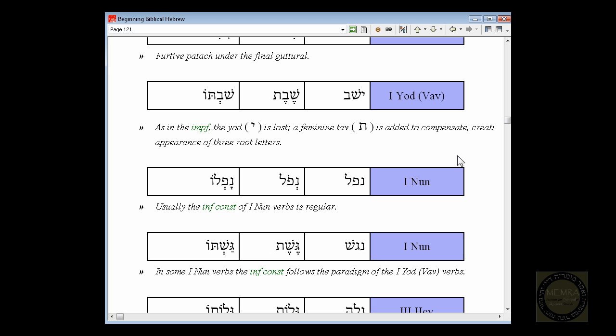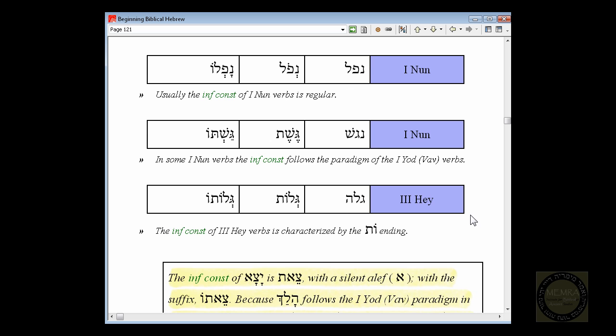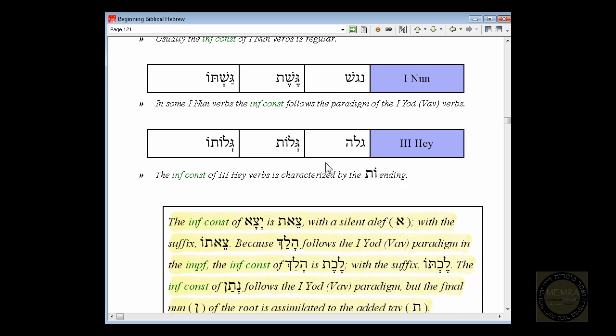Down here we have shva holum with other first noon types. Here's our geshet again. It was irregular. Third hey, we have shva holum, but it's going to end with a T. It's going to actually have the ot ending, just like a feminine plural noun. But it's not a noun. It comes from gala, but you still have shva holum. So you should be thinking, okay, shva holum, that must be infinitive construct from galat.